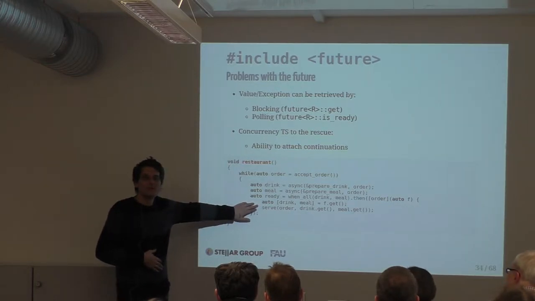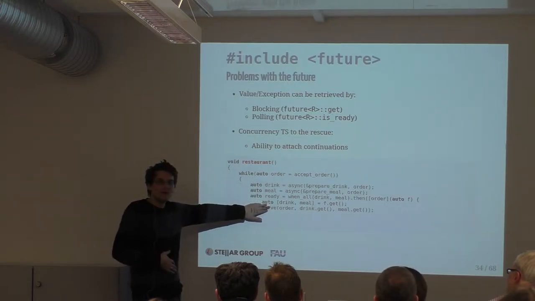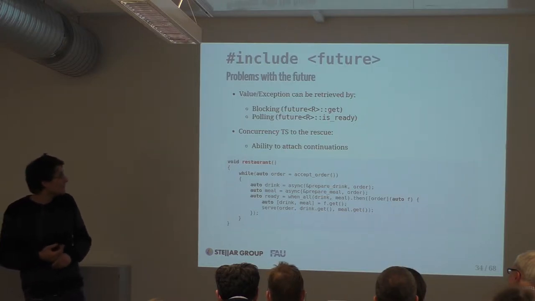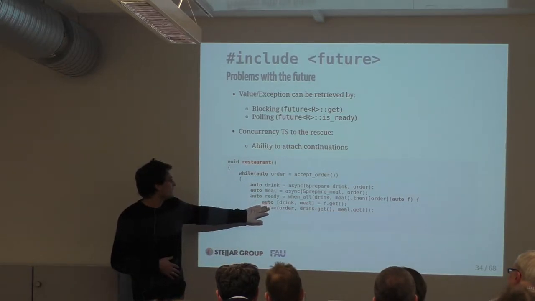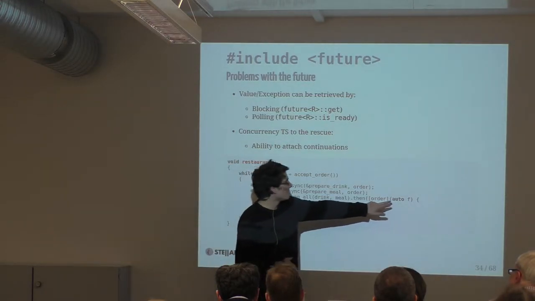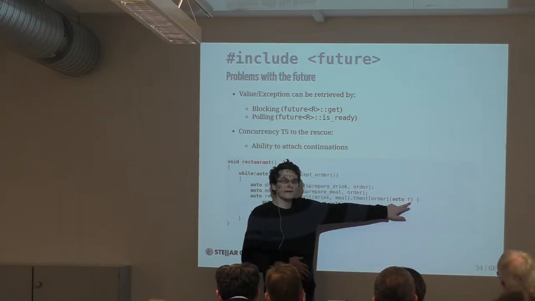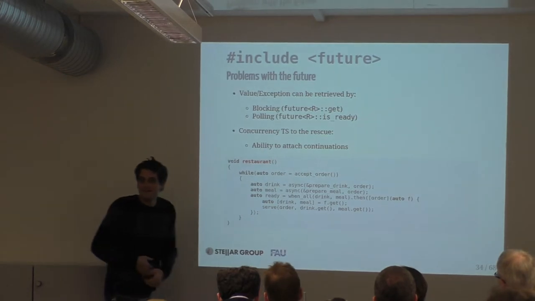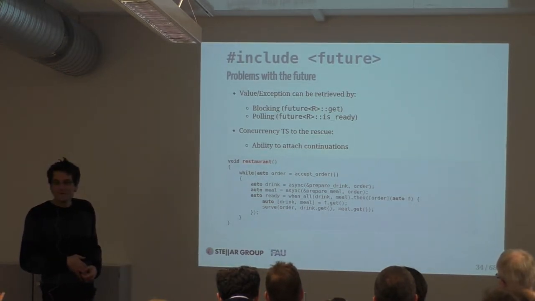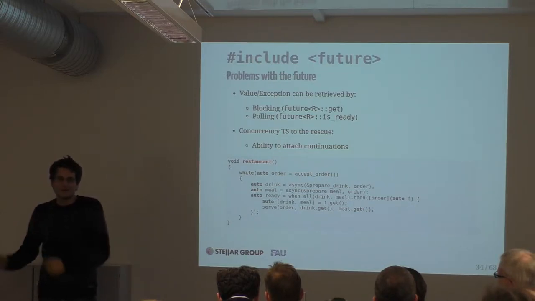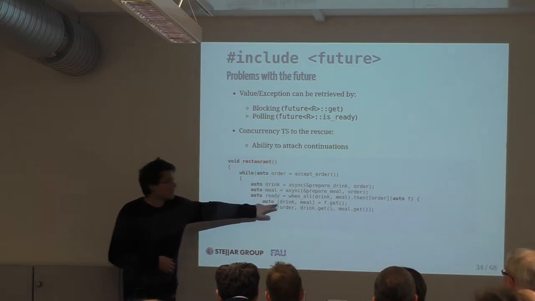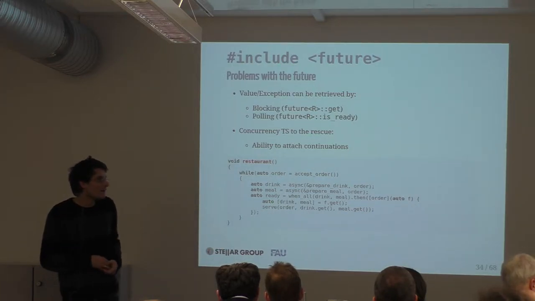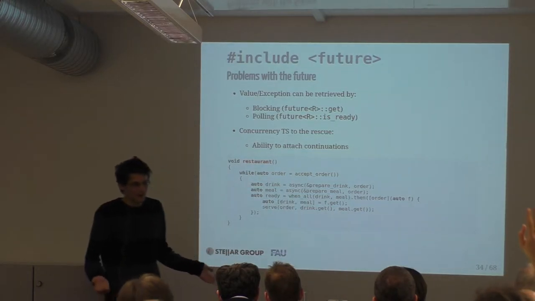I wanted to make a programmability point though. I think while continuations work fine and let you express lots of things which you can't do with regular raw threads, it gets very cumbersome to write the continuations. Can anybody tell me the type of f here? Future of obviously a tuple, right? Meal. Right, so it's a future of a tuple of two futures. Structured bindings come to the rescue here, so you don't really have to spell out anything. But still, it's kind of tedious and cumbersome.